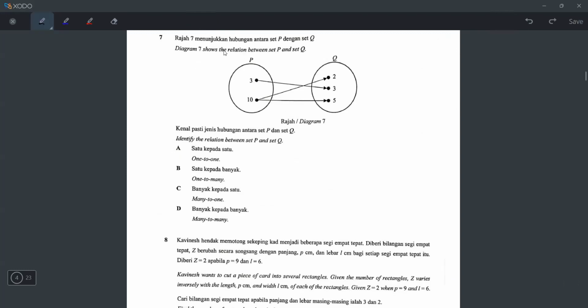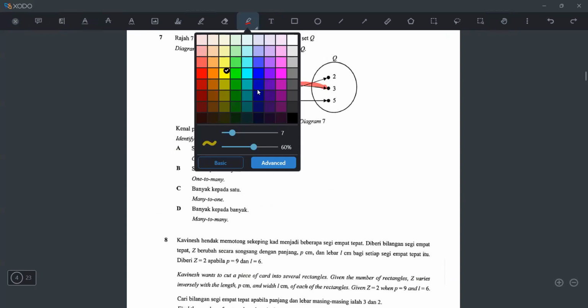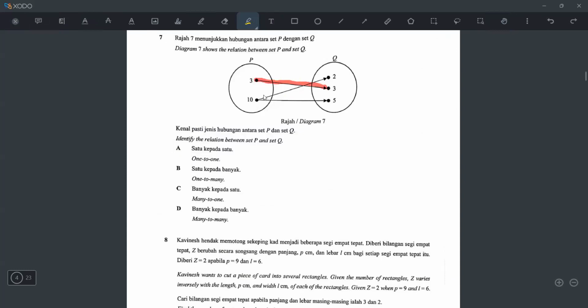Okay, number 7. Diagram 7 shows the relation between set P and set Q. So if you look, this is a 1-to-1. Can you see 3-to-3? This is a 1-to-1. But if you look carefully, the 10 has 2 images. The 10 is an object, but it links to 2. So 2 is one of the images, and 10 also links to 5. It means one object has 2 images. So it's one to many. It's one, but it disperses. It's like a split. Can you see it splits to 2? So it's one to many. So the answer is B.